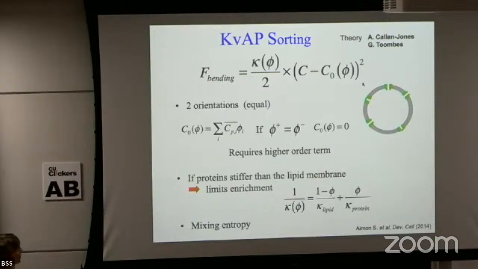So there was a model developed by Andrew Callan-Jones and Gil Toombes, and basically they make a very simple assumption. They propose that the effective bending rigidity of the membrane is simply the addition of the bending rigidity of the bare membrane and of an effective stiffness of the protein, which they call kappa protein, corrected by the fraction of the protein that you have in the membrane, right? And of course, you have to take into account the mixing entropy like before, right? So if you put everything in the equation, what we have now is a coupling between the curvature and the density with a higher-order term, and this bending rigidity which depends on the density.